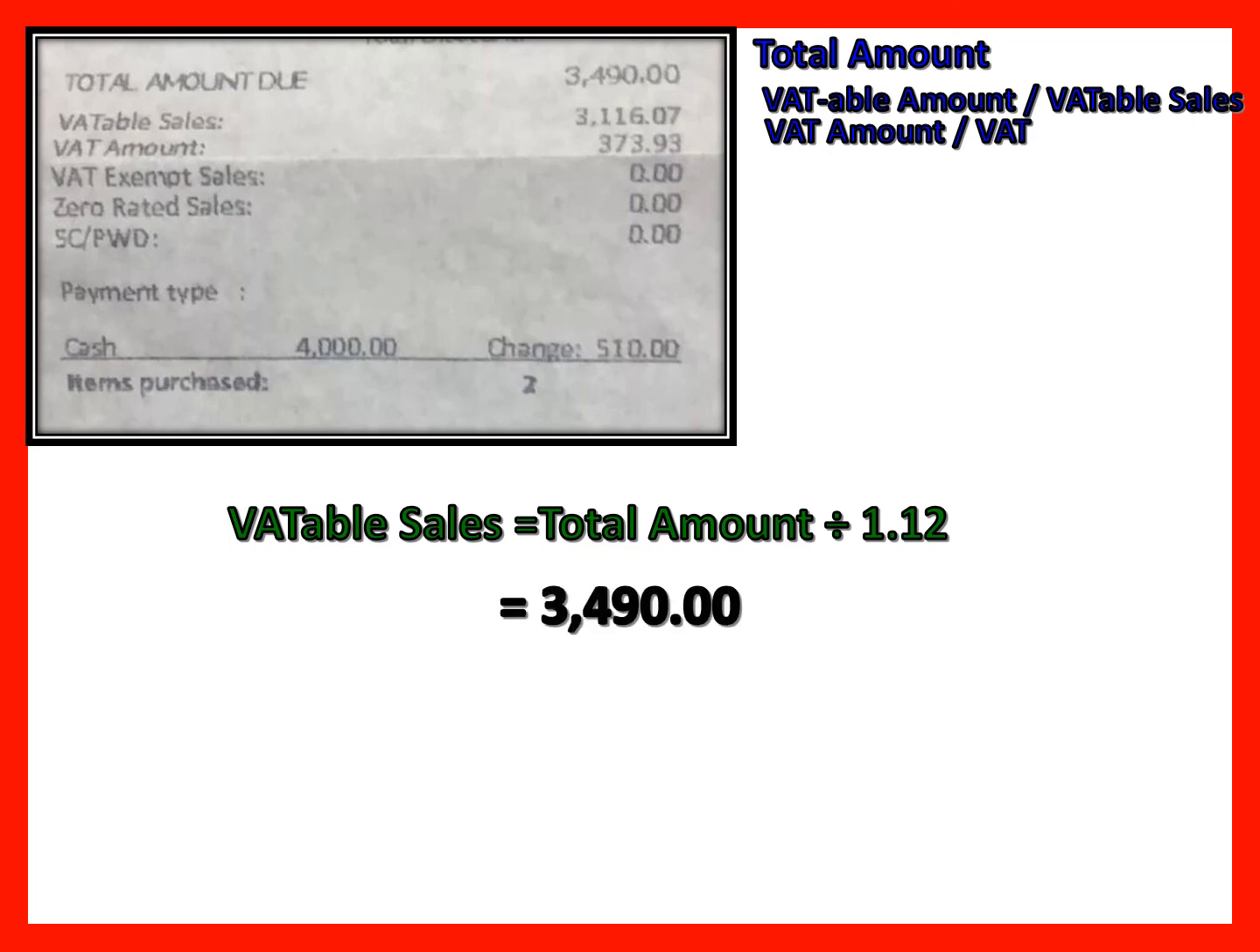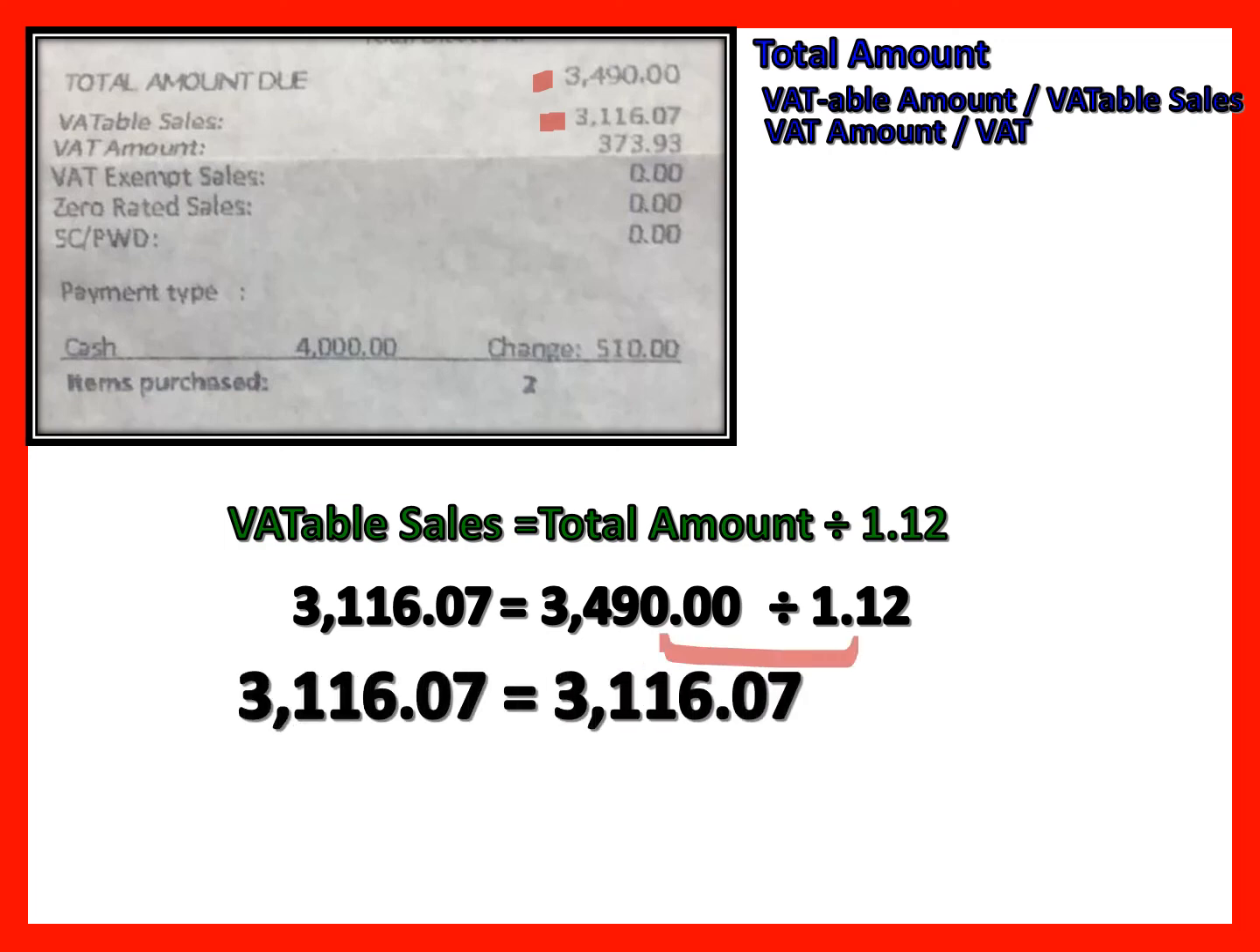So the total amount, we have 3,490 pesos divided by 1 and 12 hundredths. That must be equal to the VATable sales of 3,116 pesos and 7 centavos. Okay, so we can divide these two terms and we will get 3,116 pesos and 7 centavos.